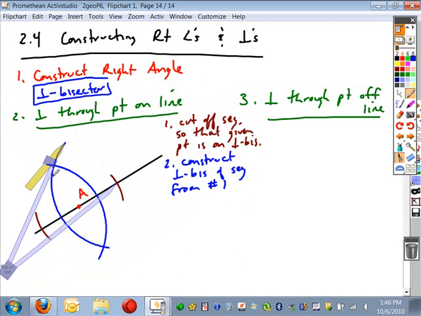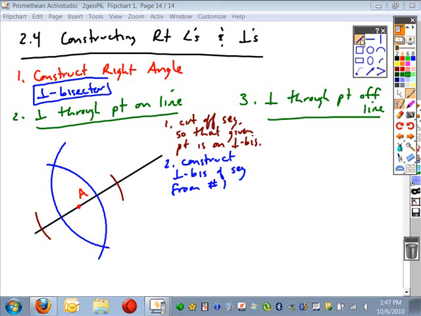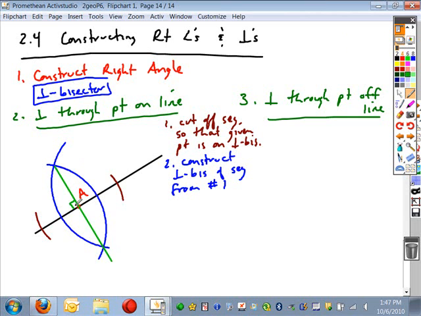Okay, so the steps in blue are the steps for constructing a perpendicular bisector of the segment cut off by the first step's arcs. And then we simply connect those intersections. And it should pass through that original point and be perpendicular. So we created a perpendicular that passes through the given point A.